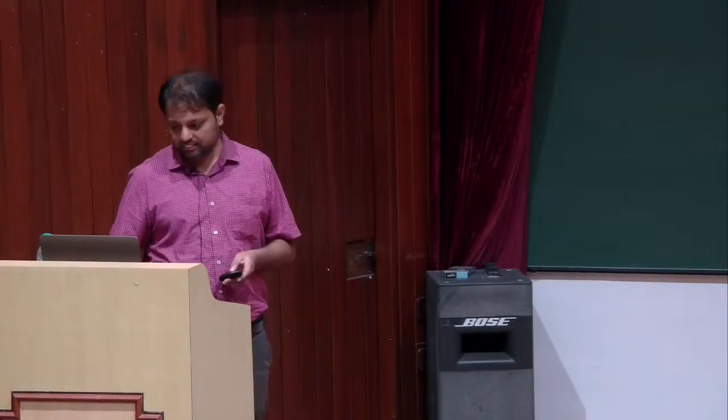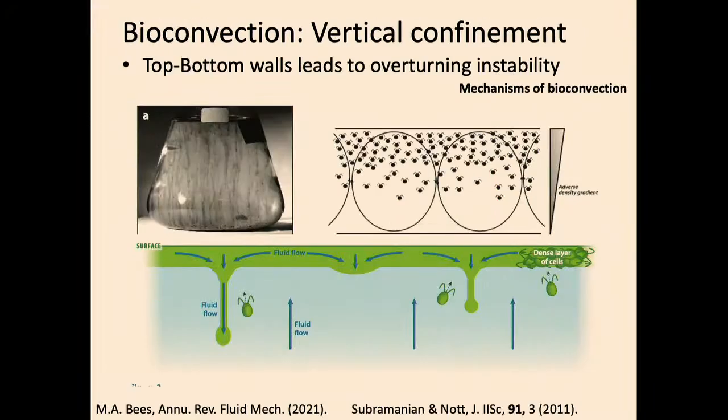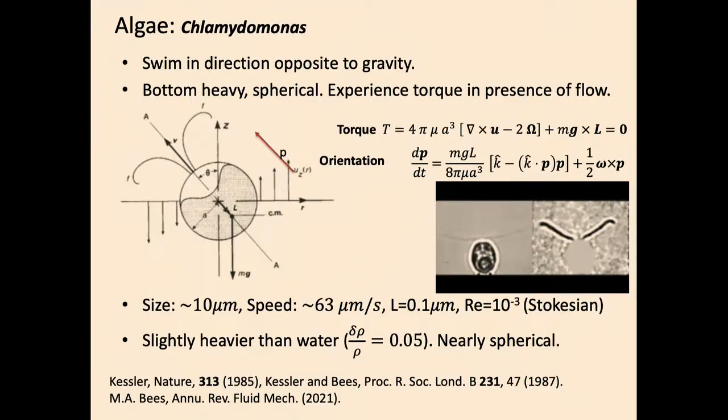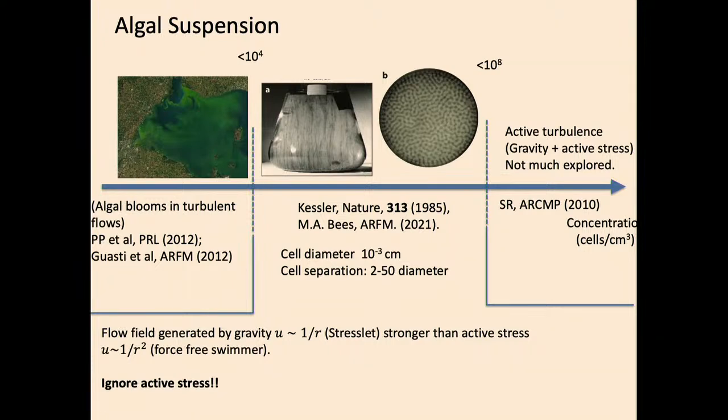So I was wondering, when you keep increasing the density, up to what point can you go before you really have to take into account the interaction? Yeah, so we believe, this is why I showed this picture, we believe it's somewhere here. So if you go to something like 10 raised to 8 to 10 raised to 9 cells per cubic centimeter, beyond that, at least for this organism, it looks like the active stresses would start to become important.